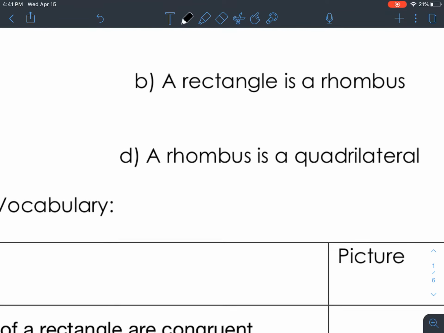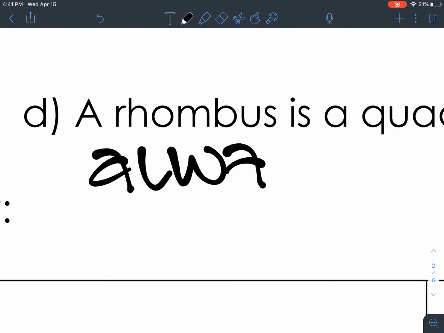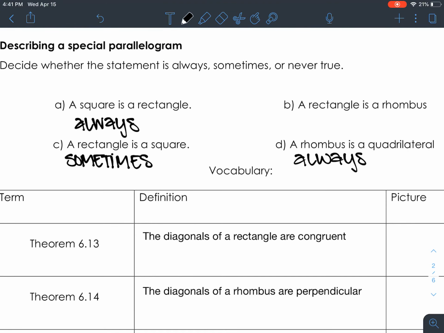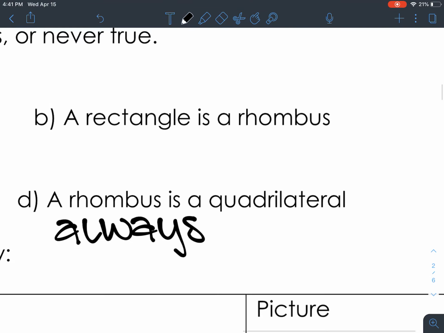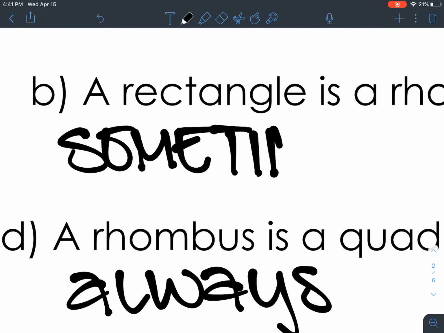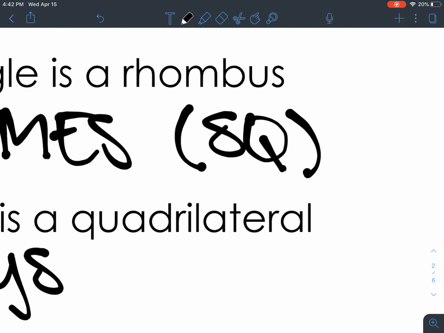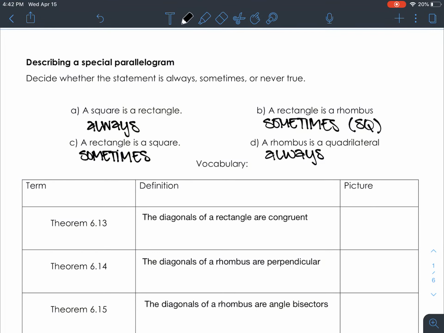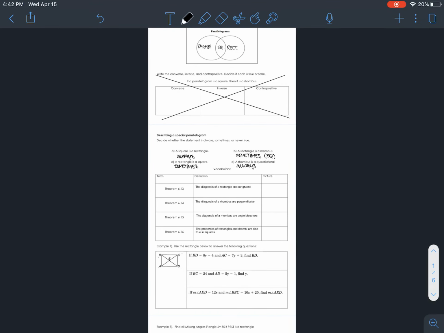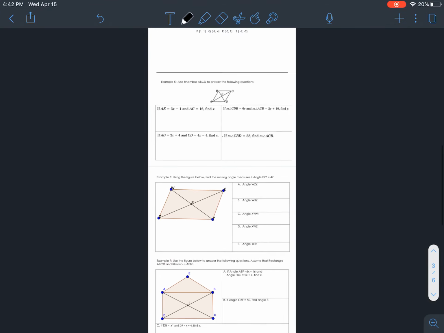Let's go straight across. A rhombus is a quadrilateral. This is always true. A rhombus will always have 4 sides. Now for B, a rectangle is a rhombus. This one always sparks a little controversy in class. This is sometimes true. A lot of students will say never, but there's only one case when a rectangle is a rhombus, and that's whenever that parallelogram is a square, because a square is everything. So I'm going to pause there. I'm going to come back. We're going to do a bunch of other theorems, and then we're going to apply them.